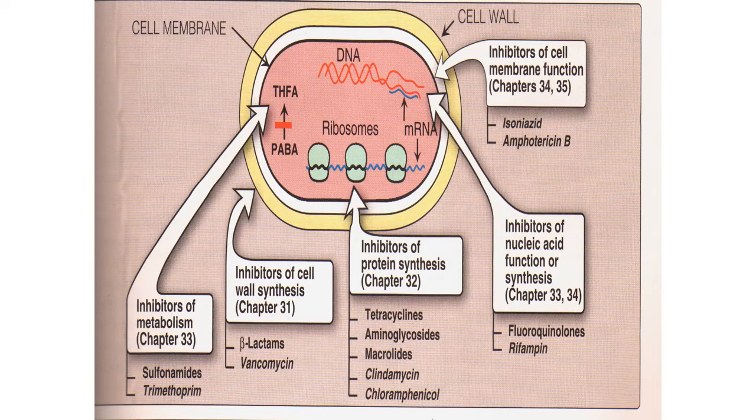This figure shows the bacterial cell with the sites of effect of antibiotics. We have the cell wall and the cell membrane, as well as protein synthesis inhibitors, the ribosomes, and some antibiotics affect the DNA or RNA. Others affect the metabolism process.